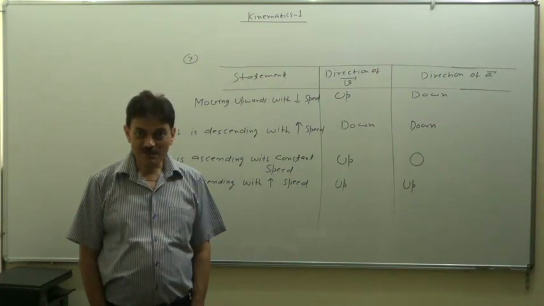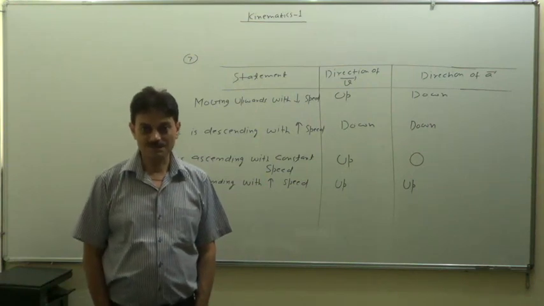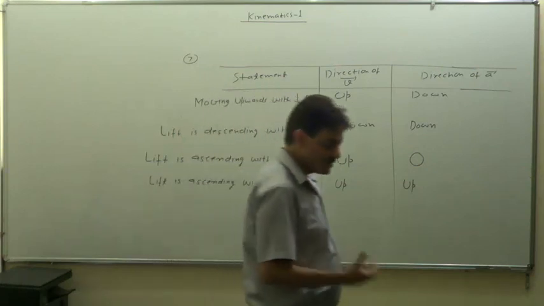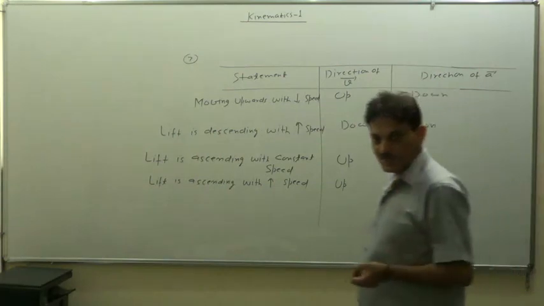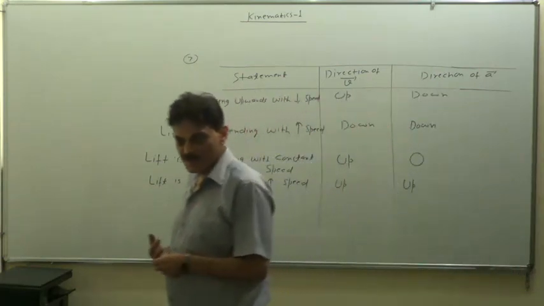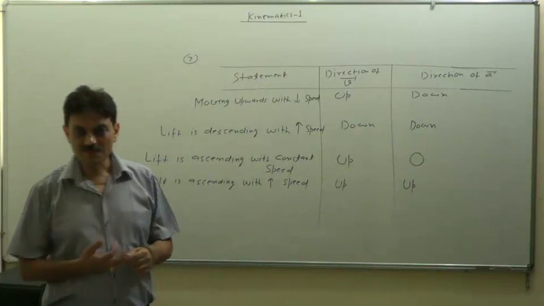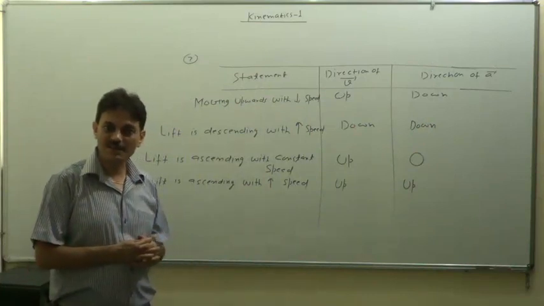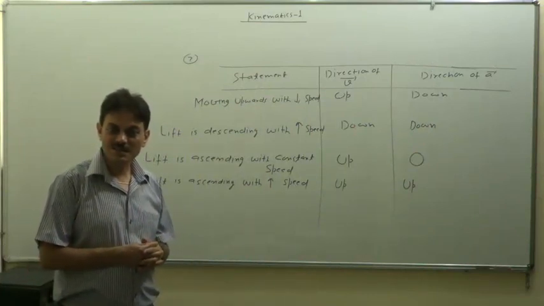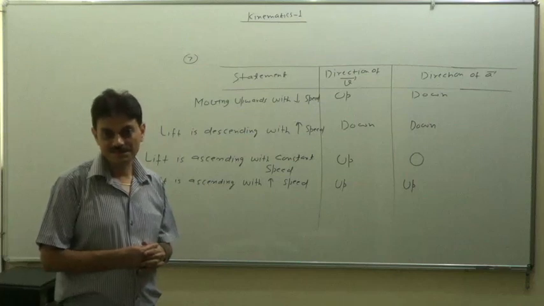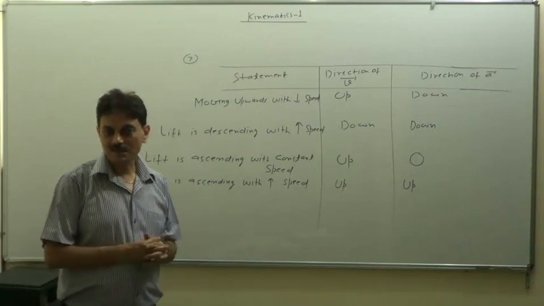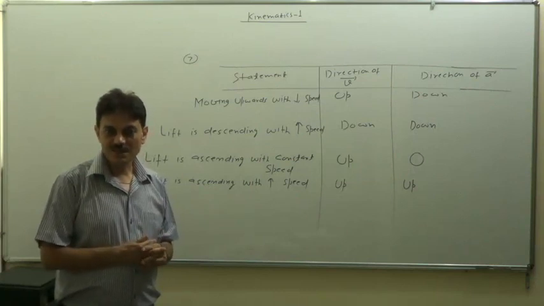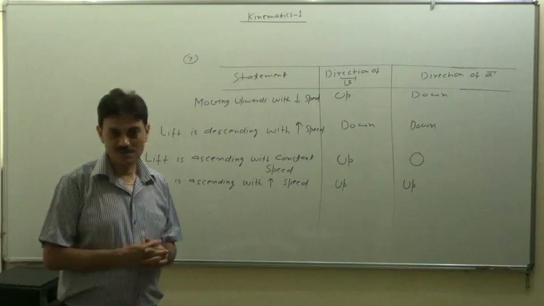Tangent to a curvilinear path is the direction of velocity, right? But it does not give you the direction of acceleration. If the angle between velocity and acceleration is acute, it means speed is increasing. If the angle between velocity and acceleration is obtuse, it means speed is decreasing, right? And I have given you some statements and the directions of velocity and acceleration in those cases, right?